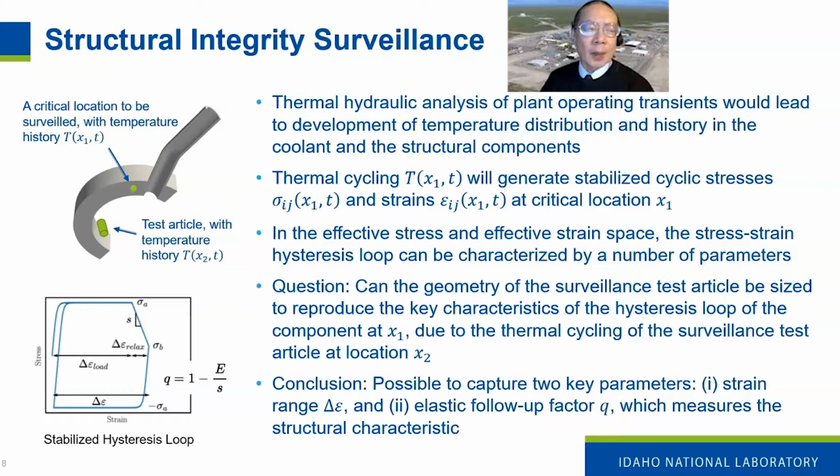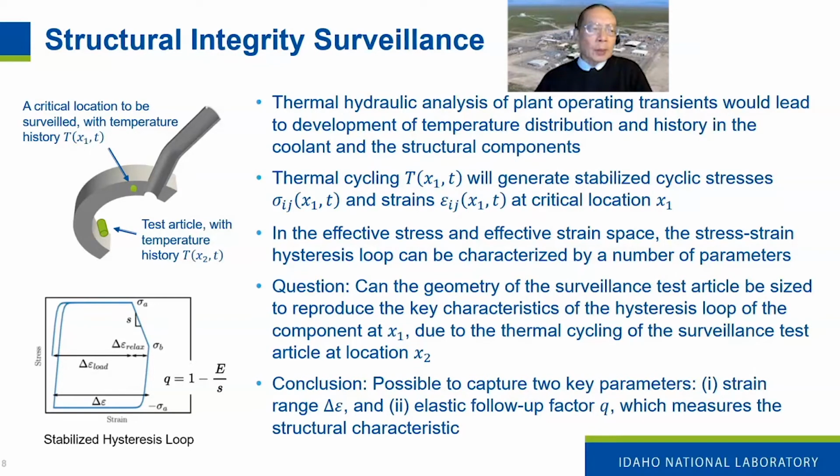So here's the answer. Due to the limited number of adjustable dimensions of the test article that can be optimized, we can capture two key parameters from the hysteresis loop that we are interested in. We have chosen the strain range, delta epsilon, and the elastic fallout factor Q that is related to the slope of the stress relaxation path by the equation shown, which is Q, the elastic fallout factor, is equal to 1 minus the Young's modulus divided by the slope.